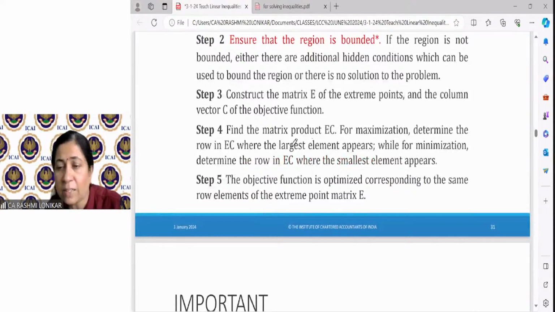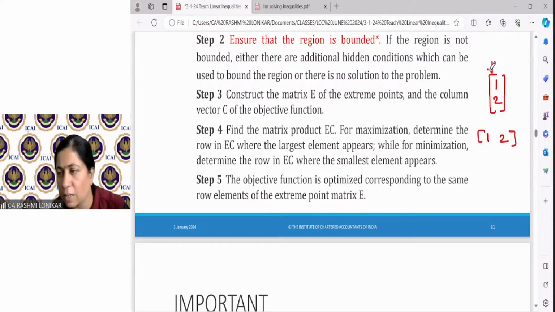Then construct the matrix E of the extreme points and the column vector C of the objective function. Objective function is always given to you. Using that, you find the column vector C. What do you mean by column vector? Okay, जिसमें एक ही कॉलम होता है, बाकी सारे रोज होते हैं. जैसे अभी ये 1 और 2 है ना, ये कॉलम वेक्टर है. और अगर मेरा ऐसा है तो ये रो वेक्टर है, जहां पे 2 कॉलम है और 1 रो है. ओके, ये एक कॉलम है तो इसको कॉलम वेक्टर बोलते हैं, इसको रो वेक्टर बोलते.